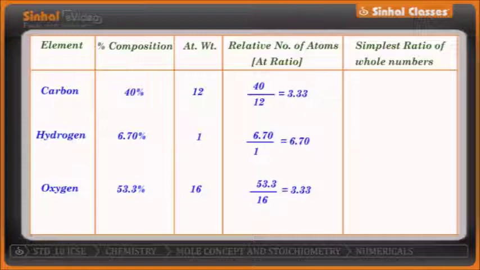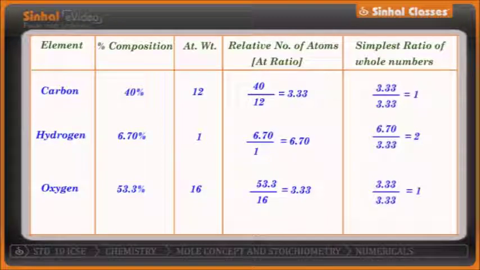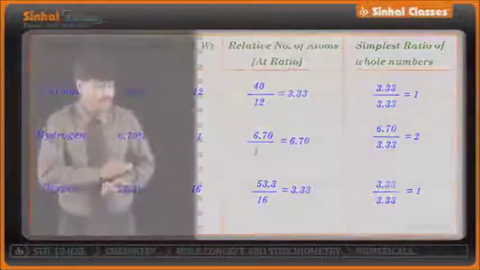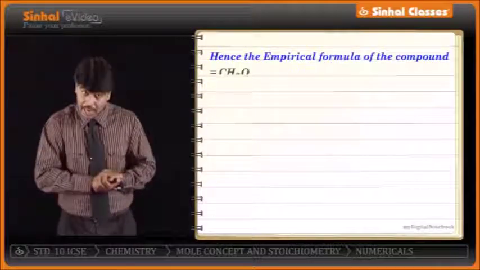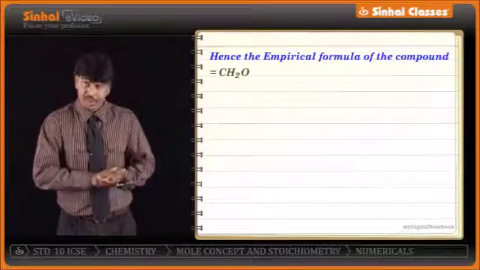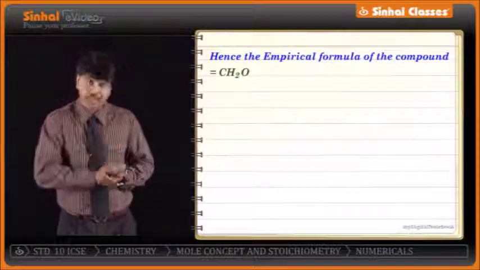simplest ratio. For carbon, 3.33 divided by 3.33 is equal to 1. For hydrogen, 6.70 divided by 3.33 is equal to 2. For oxygen, that is 3.33 divided by 3.33, that is equal to 1. Hence, the empirical formula of the compound is CH2O.